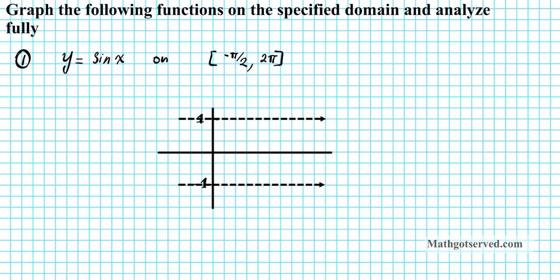Since this is a parent trig function, we're going to calibrate using our axis coordinates. So we'll start with the negative component, negative pi over 2, which is like 90 degrees. And then we have pi over 2, pi, 3 pi over 2, and then 2 pi. Okay, I went as far back as negative pi over 2 because that is what is indicated in my domain for graphing.